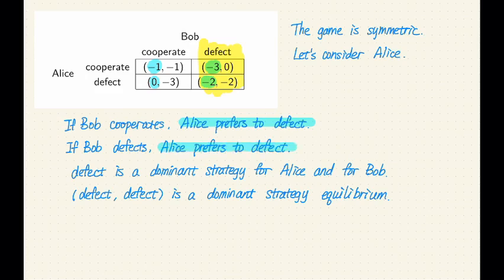Well, looks like no matter what Bob does, Alice always prefers to defect. So defect is a dominant strategy for Alice. And by symmetry, since the two players are completely symmetric, defect is a dominant strategy for Bob as well. Therefore, defect is a dominant strategy equilibrium for this game.